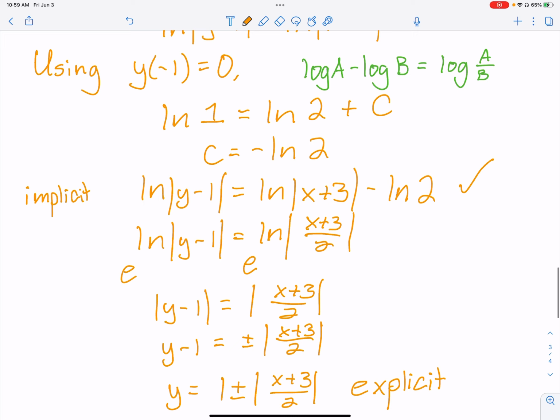So sometimes you'll have to go to implicit. It really just depends on the difficulty. On assessments, I will make it known what I want you to go to.